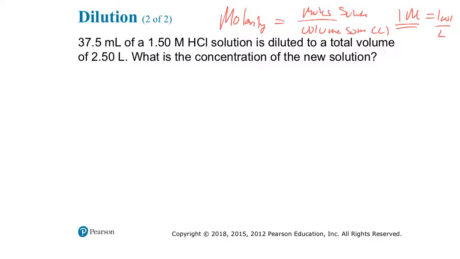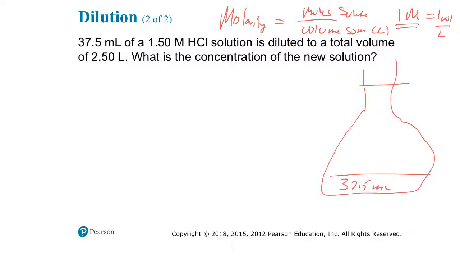Okay, so we're told we have 37.5 milliliters of a 1.50 molar solution of HCl is diluted to a total volume of 2.50 liters. So imagine what we're doing here. We're taking some container, maybe it's a round bottom flask, and then we're going to put 37.5 milliliters of the HCl in here, and then we're going to fill it with water and allow them to mix, and then we're going to fill it to maybe some line indicating 2.50 liters.